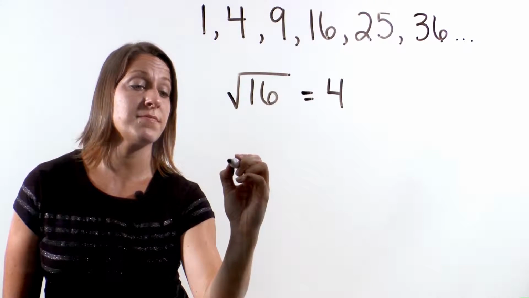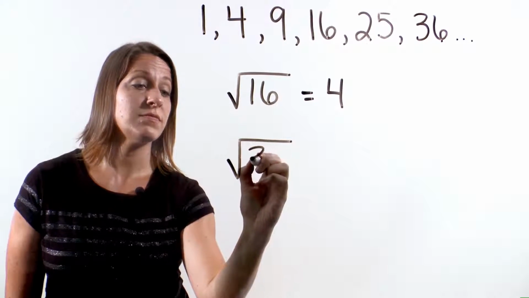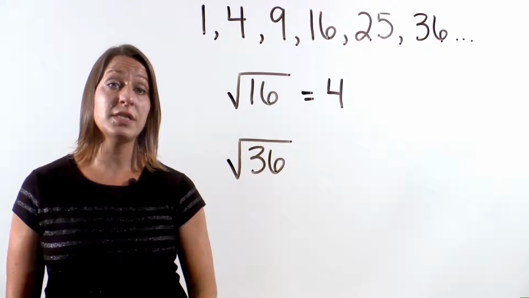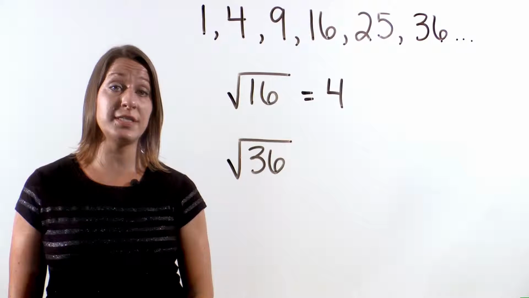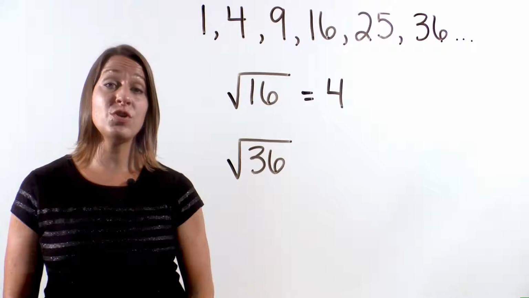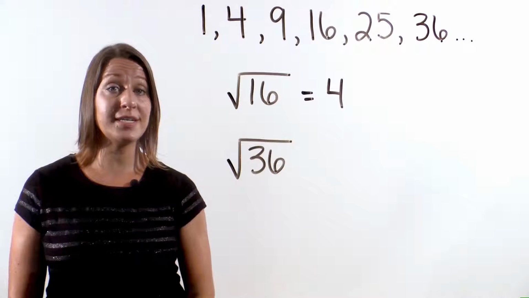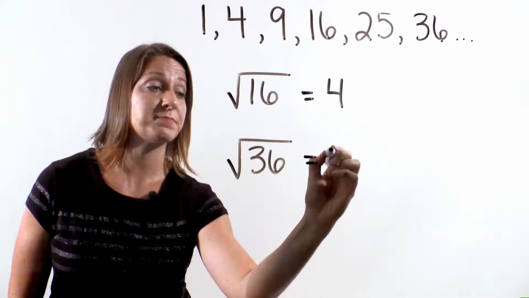Let's try it again. If I put 36 under the radical sign, this problem would read, what is the square root of 36? Or, what number, when you multiply it times itself, gives you 36? That number is 6.